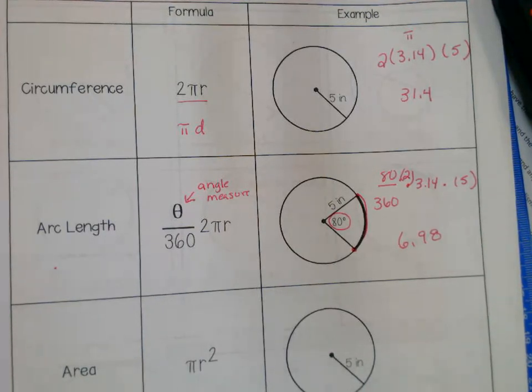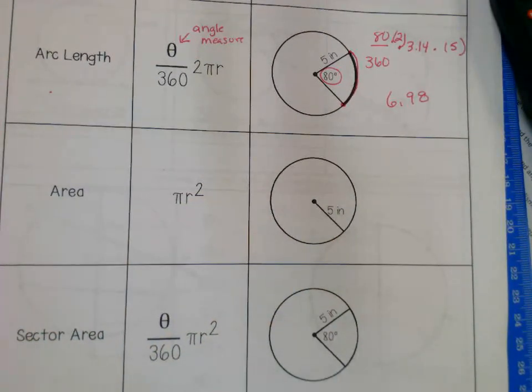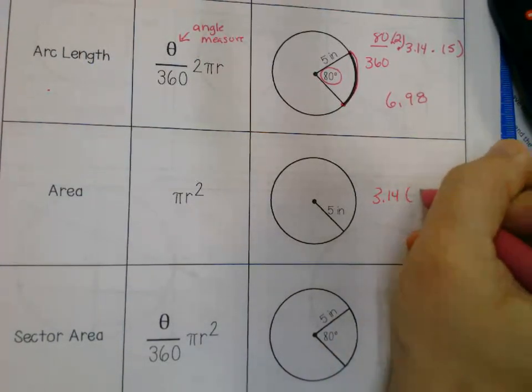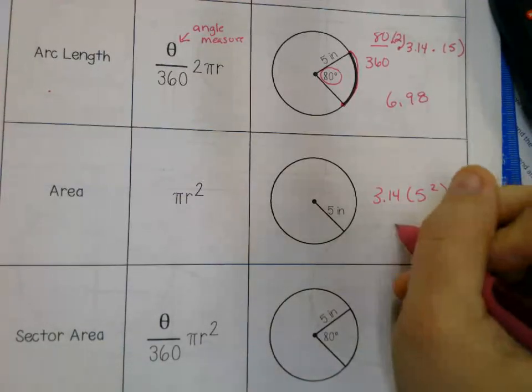Okay, your next one, you're trying to find the area. To find the area, I do pi times my radius squared. My radius here is 5, so I'm going to do 3.14 times 5 squared. Punch that in. You should get 78.5.